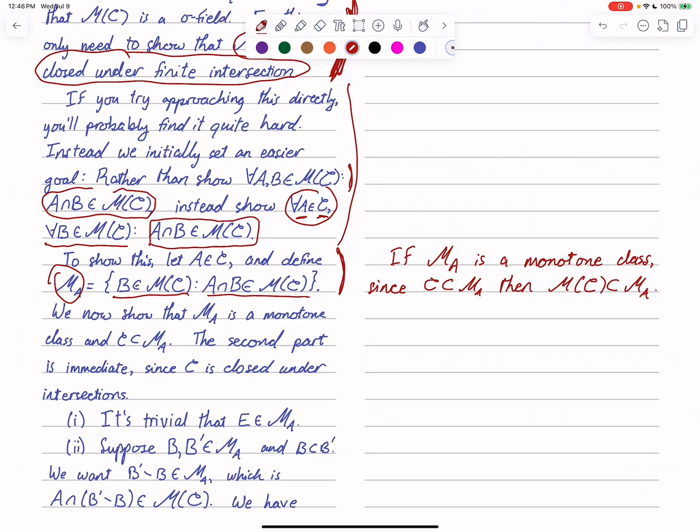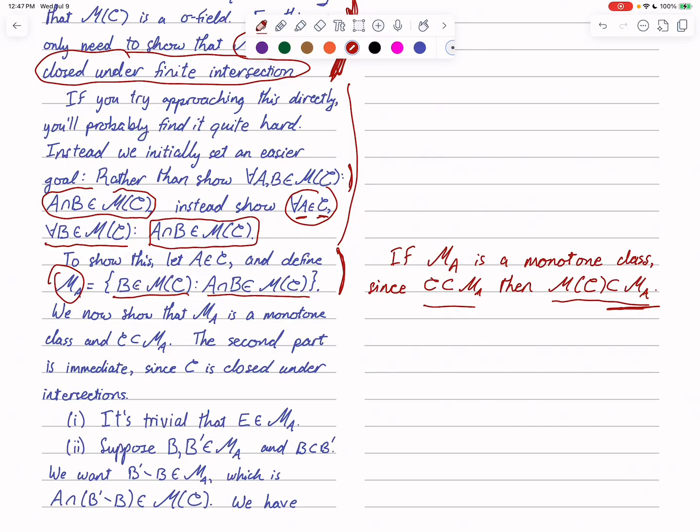So there's the logic, right? If you can show that this thing is a monotone class, then since it contains the collection C, which is really trivial to show, so I'm not going to bother, it follows that the smallest monotone class, which is to say the one that we're interested in here, must be a subset of this particular monotone class. So that's the principle. That's what we're going to do.